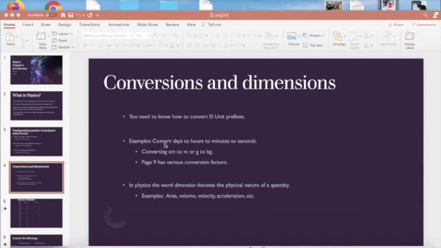For examples, you need to know how to convert days down to hours to minutes to seconds, and being able to convert from centimeters to meters or grams to kilograms. In physics, we also use different dimensions to denote the nature of physical quantities. So area is your length times your width. Volume is length times width times height. Velocity is the distance over time, and acceleration is the measure of velocity over time. So let me keep it moving.